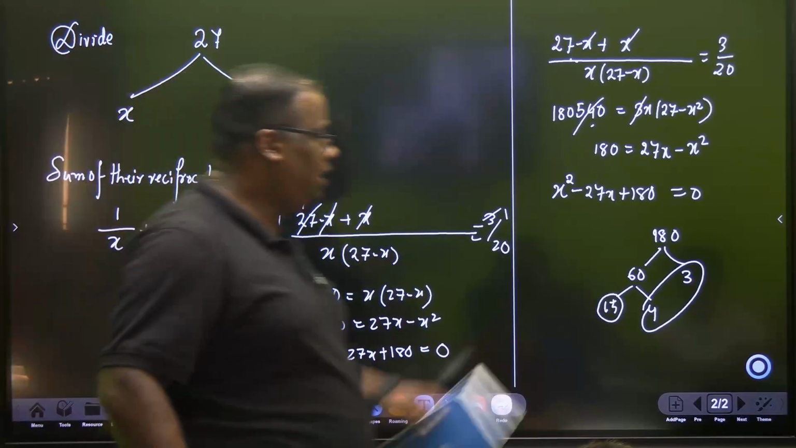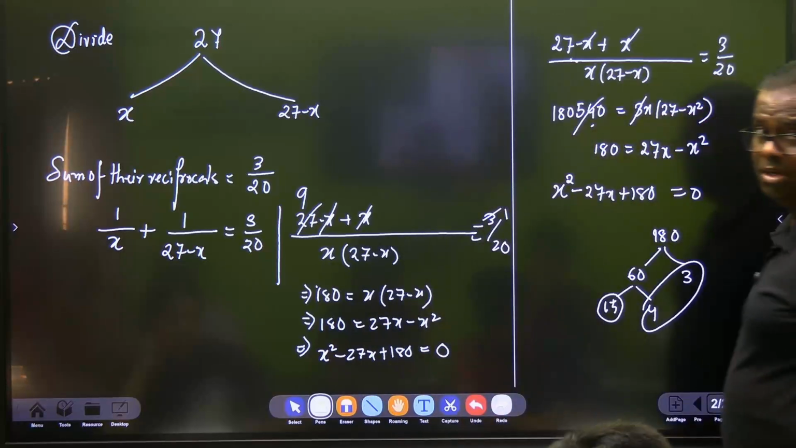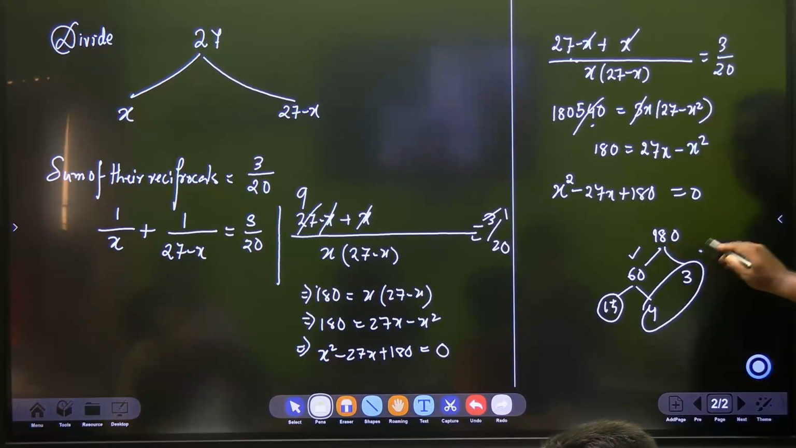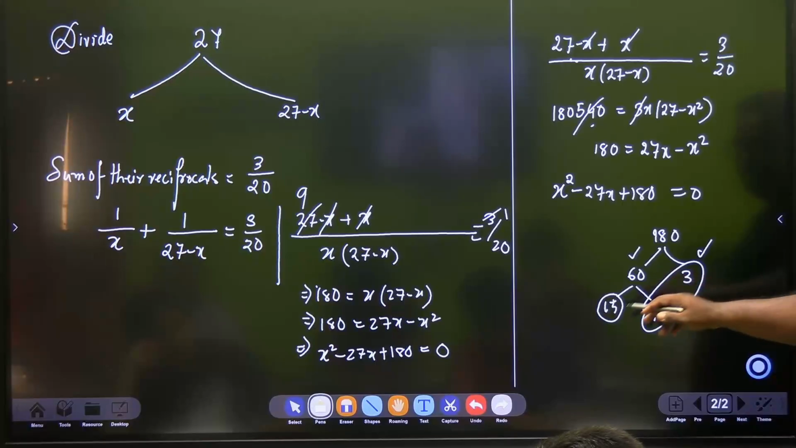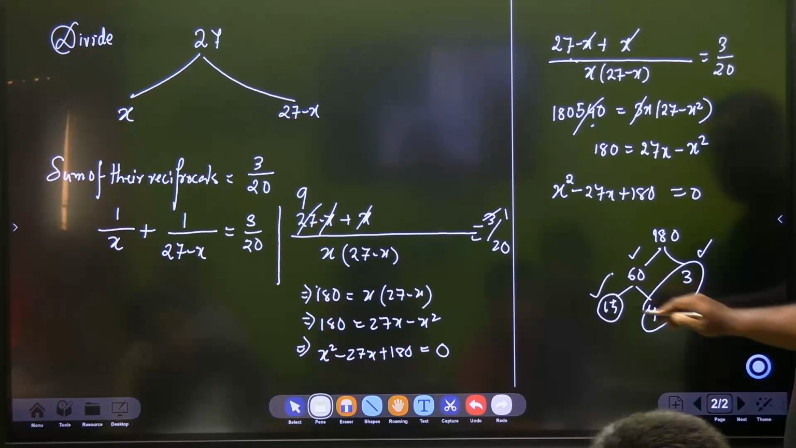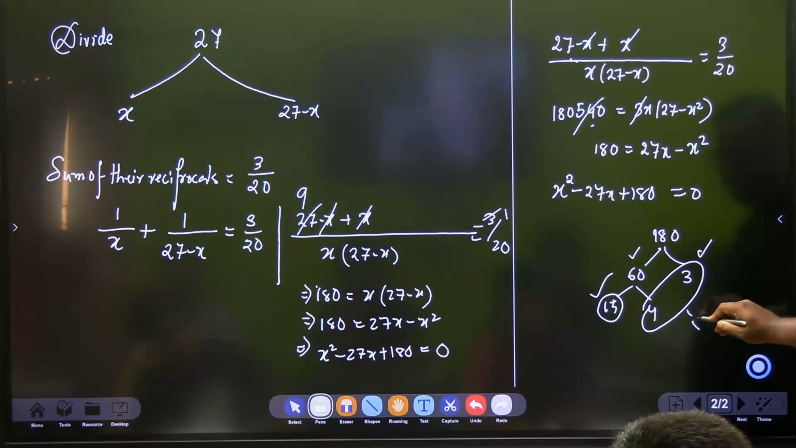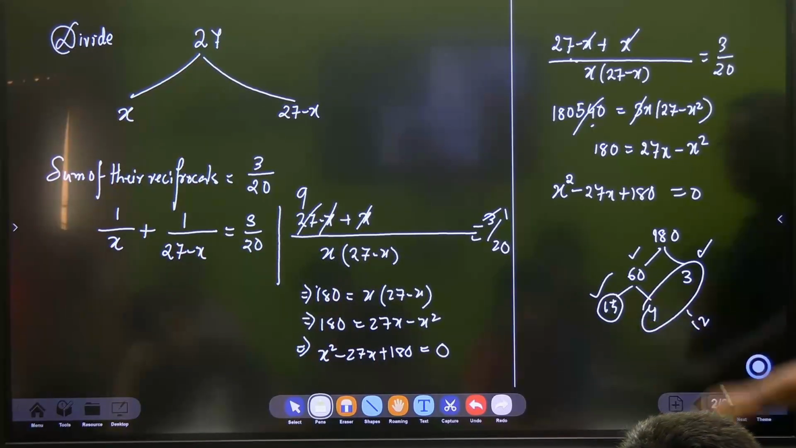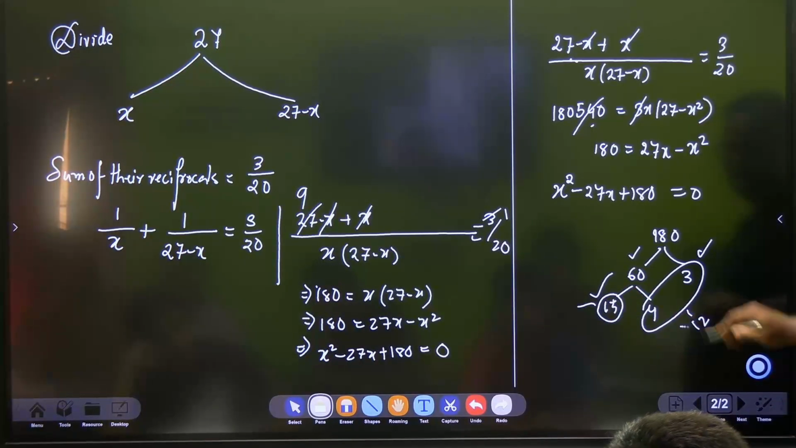Okay, now 180, try with bigger numbers. I first split it as 60 and 3, and then I split 60 further as 15 and 4. So I have 15 as one factor and 12. This will actually be 12. 5 and 2, 7. So if I take negative 15 and negative 12, my job is done.